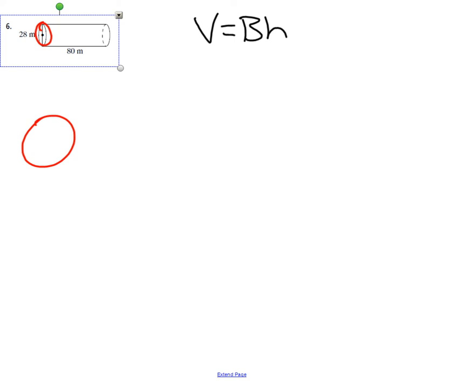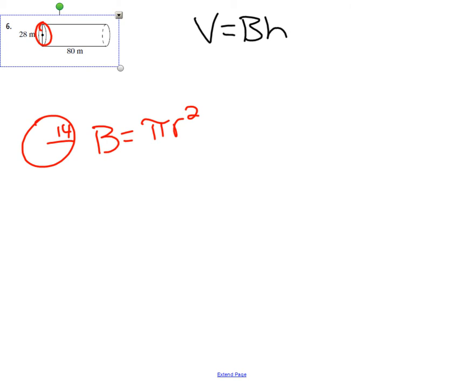Since we need to find the area of that circle, do we need radius or diameter? Radius. So if it tells us the diameter is 28, we know the radius of our base is half of 28, which is 14. Now, to find the area, it's pi times that squared. So we go to our formula chart. We see the formula for area of a circle is indeed pi r squared.